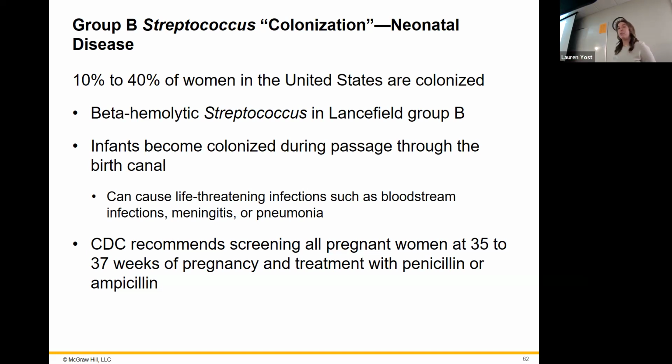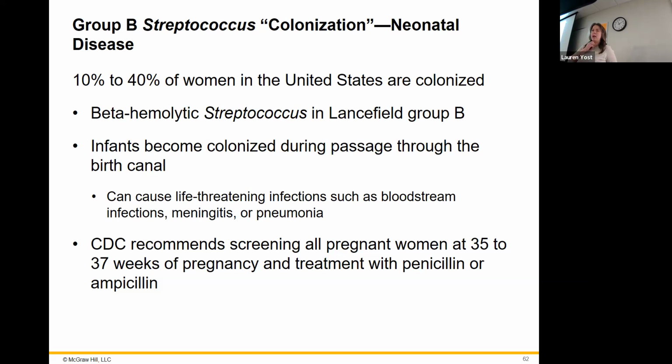So 10 to 40% of women in the US are colonized, which is normal, not anything weird or bad, with some kind of this group B strep. Nothing crazy. However, when you are pregnant and having birth, the baby can become exposed to the strep bacteria that is normal to you, become colonized with it, and develop things like meningitis, pneumonia and septicemia from just normal bacteria from you.